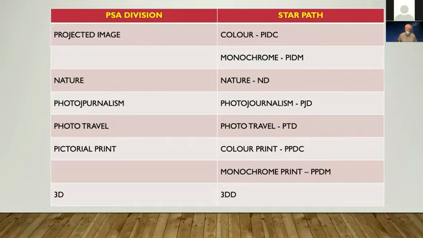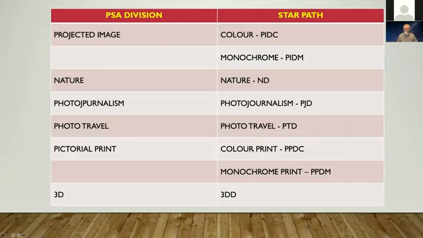So in a projected image division, for example, there are 2 star paths, one for color and one for monochrome. And they're designated by these letters, PIDC and PIDM. This simply means that when you are making your applications to PSA, you have to keep your color acceptances separate from your monochrome acceptances. And they're kept separate from your nature acceptances, photojournalism, photo travel, and so on.